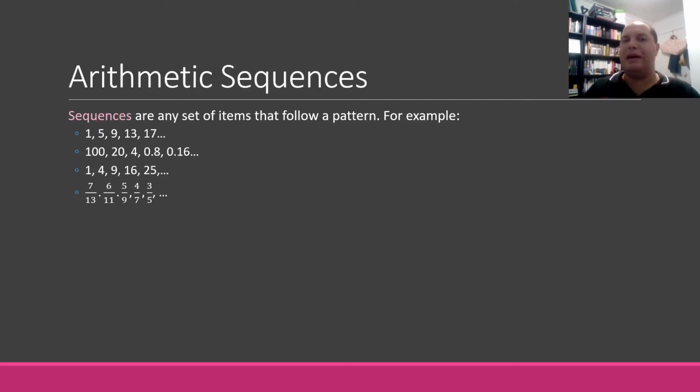Now before we think about arithmetic sequences, it's worth wondering what is a sequence anyway. A sequence is any set of items that basically follows an order or a pattern. So each of these examples all follow a pattern. Looking at this first one, each term goes up by 4 as you go. From 1 to 5 is 4, 5 to 9 is 4, all the way along we're going up by 4.